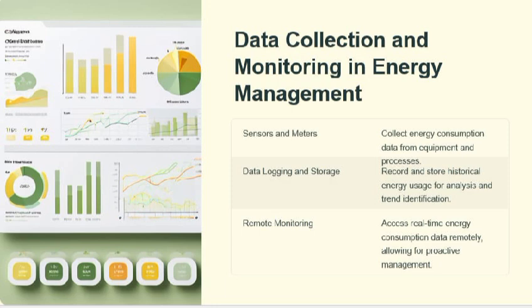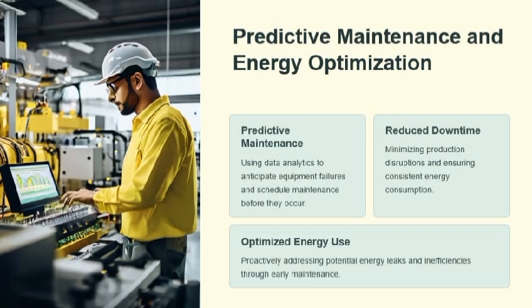And in predictive maintenance and energy optimization, we use data analytics to anticipate equipment failures and schedule maintenance before they occur. In reduced downtime, it will help in minimizing production disruptions and ensuring consistent energy consumption. In optimized energy use, it will help proactively address potential energy leaks and inefficiencies through early maintenance.